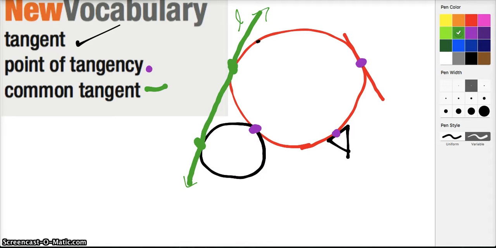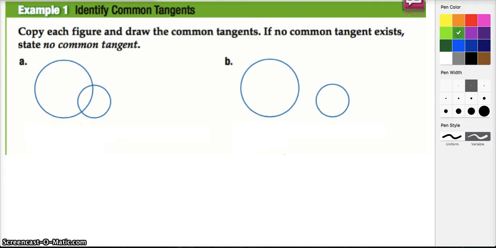Let's get started with some examples. So here we're supposed to copy the figure and draw a common tangent. If no common tangent exists, then we write no common tangent. Simple? Yes, of course. Let's go ahead and see what we can do. I'm going to use my black pen, and this guy would be kind of an example of the last one we saw. Let's pretend I did a better job of drawing that. And that has one common tangent right there, right? These two circles have one common tangent, and they have another one right about here. So this figure has two common tangents.